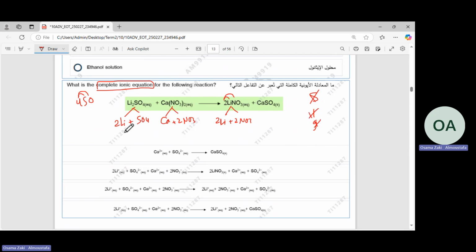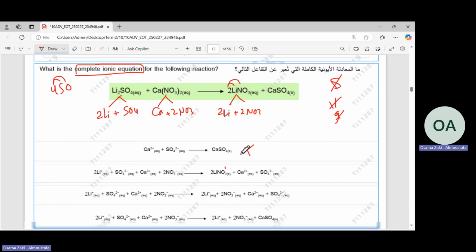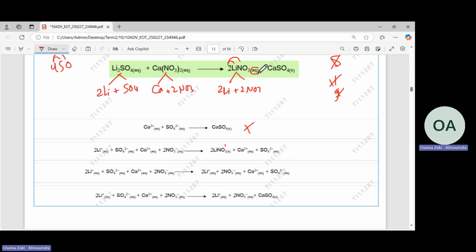So as you see, which one may be similar to this? Okay, let's check here. No, that's the same. It's not correct. And here, what do we have? We have 2Li and SO4, Ca and 2NO3. What's the mistake here? They didn't break down this. And look, this is aqueous. What did they write here? They said solid. Same material. Here aqueous, here solid. So this is not correct at all.